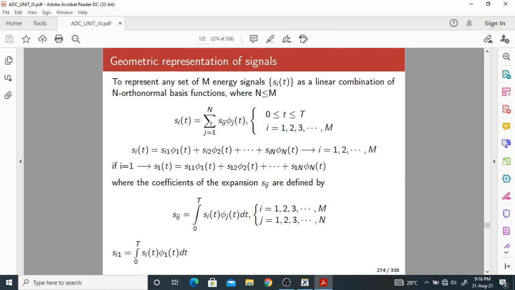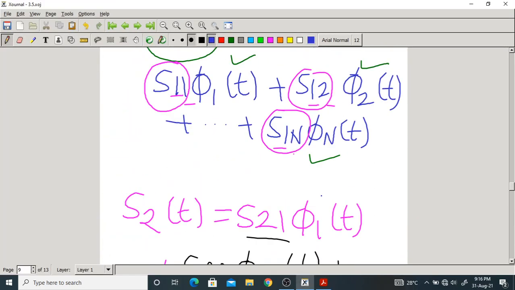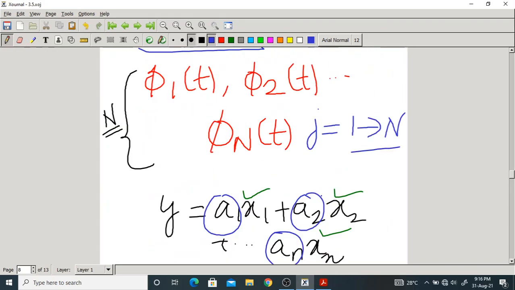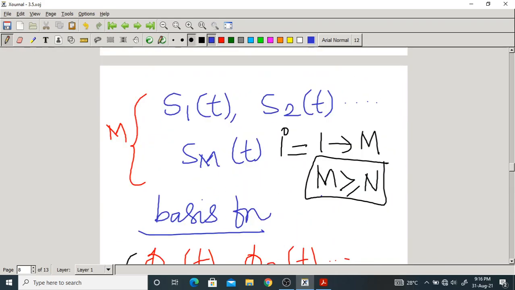So this same thing I have written here, no? I forgot to mention 0 to T. Obviously, every Si of t exists only from 0 to T, in the sense, only for the duration of time. So all these will exist for 0 less than t less than capital T. What is the T? Symbol duration.